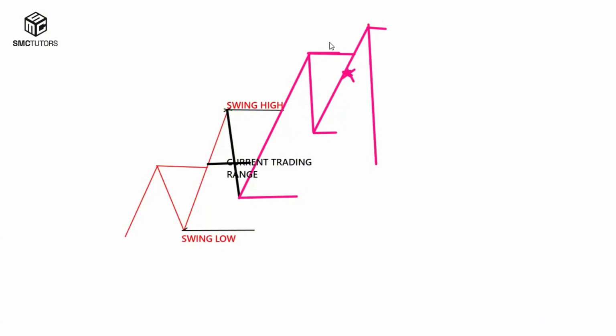So that's understanding range. The significant swing high and the significant swing low give us our current battlefield of price, our current range. So once this range is established, everything we do is based inside or outside this range. And this is where internal range liquidity and external range liquidity come in.